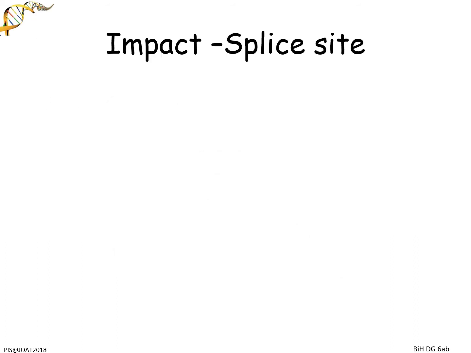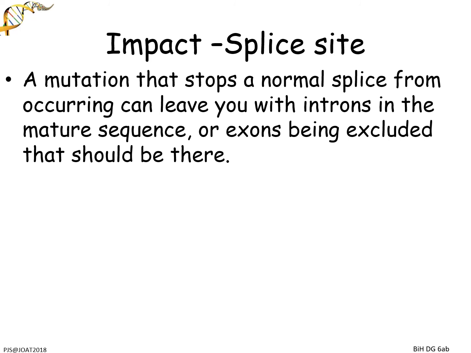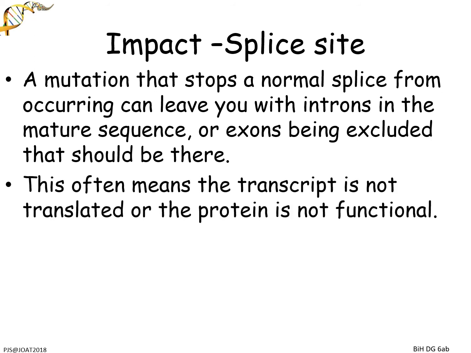Right, so here's your last one. If you hit a mutation event on a splice site that would stop you doing a normal splice, where you recognize that that's an intron and that's an exon, then hopefully you can see that this is going to completely mess up the whole thing.